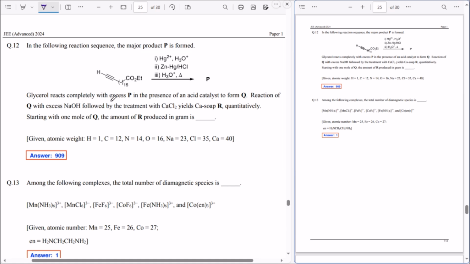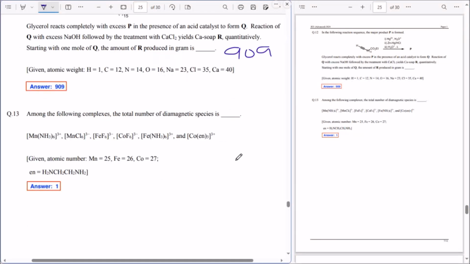Glycerol reacts completely with excess P in the presence of an acid catalyst to form Q. Reaction of Q with excess sodium hydroxide followed by the treatment with calcium chloride yields calcium soap. Or quantitatively, starting with 1 mole of Q, the amount of R produced in gram is 909. Answer is 909, students. Next, question number 13. Among the following complexes, the total number of diamagnetic species is answer 1.